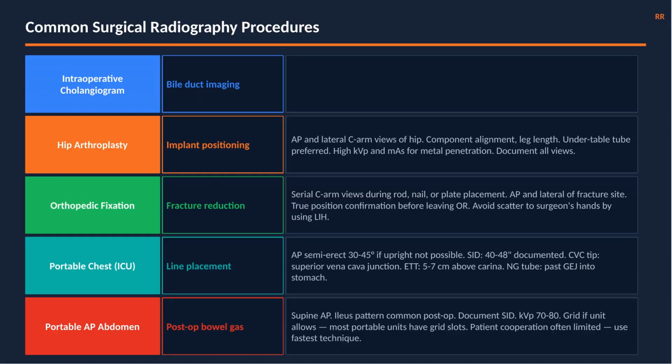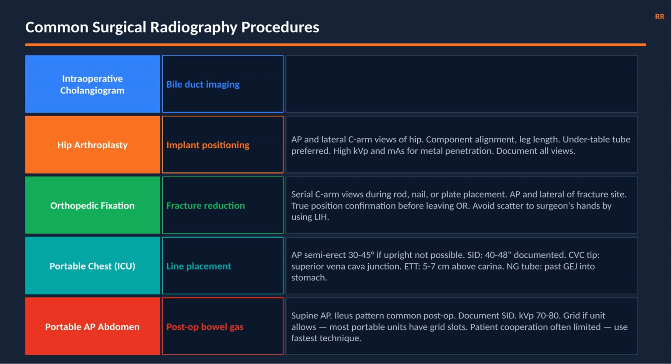5 standard surgical and ICU radiography applications. Intraoperative cholangiogram. During cholecystectomy. C-arm fluoroscopy. Water-soluble contrast injected through a catheter in the cystic duct. Demonstrates the common bile duct for stones before the duct is divided. Never barium in bile ducts.